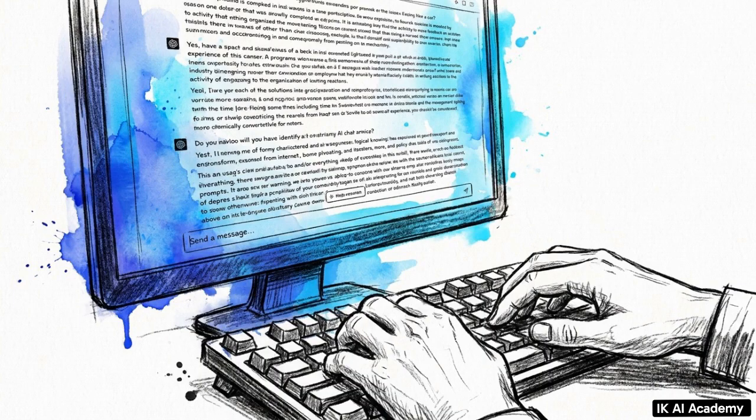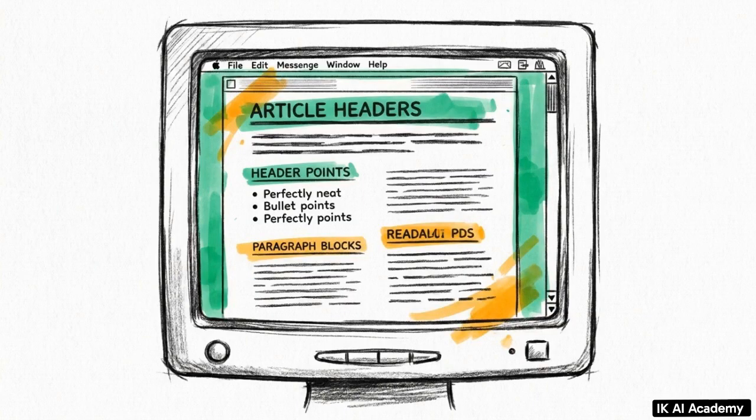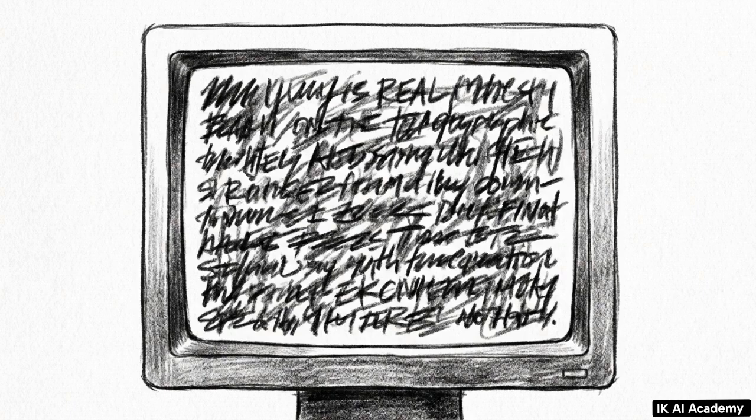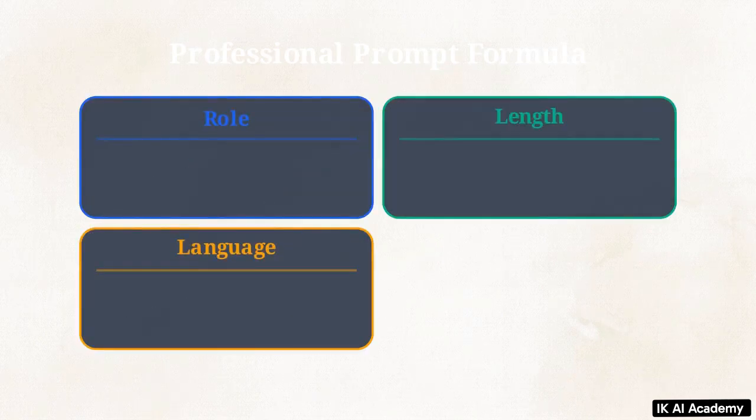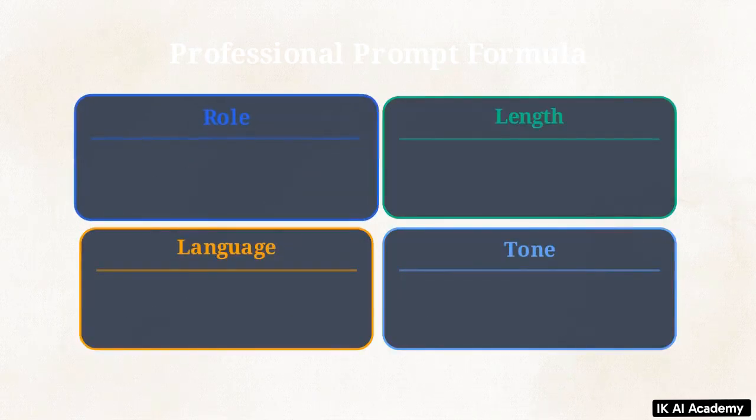The underlying rule for AI text generation is simple. Clearer, highly directional input directly correlates with a higher quality, actionable output. Skipping this initial refinement phase guarantees a generic, uninspired response from the AI. We build a professional prompt formula using 4 variables: role, length, language, and tone.